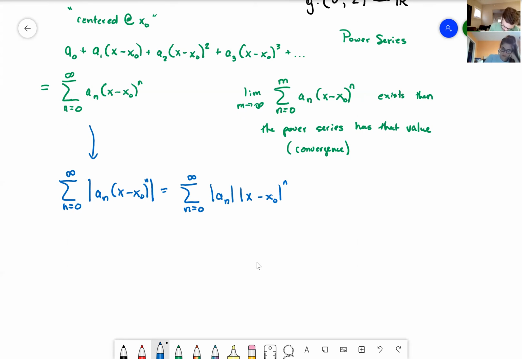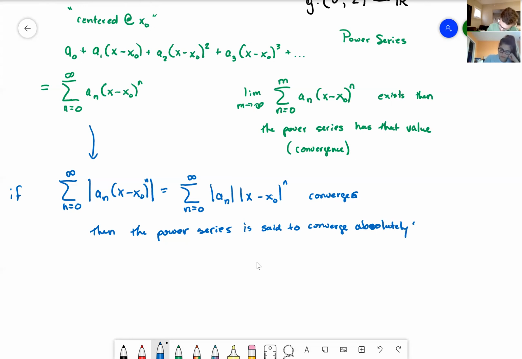Now, if this version of the power series converges, the associated one with all positive terms converges, then the original power series, the one that it came from, the one possibly having negative terms, is said to converge absolutely. So it's said to converge absolutely, or it has absolute convergence. And this is an interesting property.